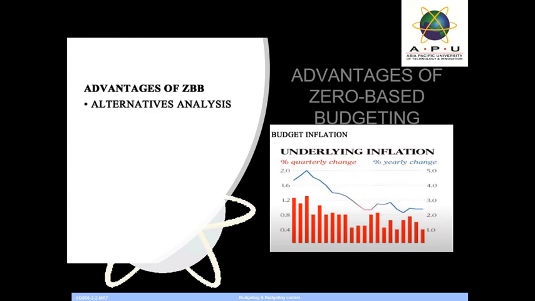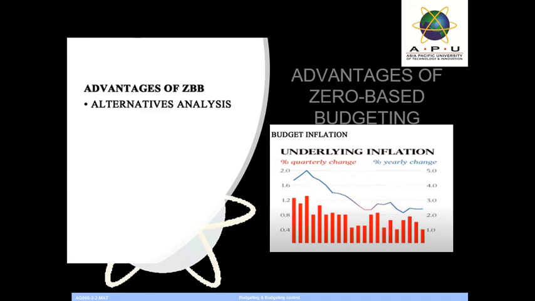Okay, now we go to the advantage of ZBB. ZBB is zero-based budgeting. It is an alternative analysis that requires managers to identify alternative ways to perform each activity, such as keeping in-house or outsourcing. When you are in a production or manufacturing company, with zero-based budgeting the manager can decide whether you want to make the material in-house or outsource it, which can affect the level of spending.